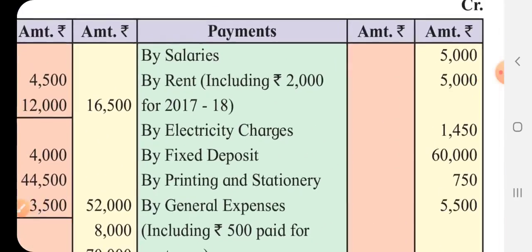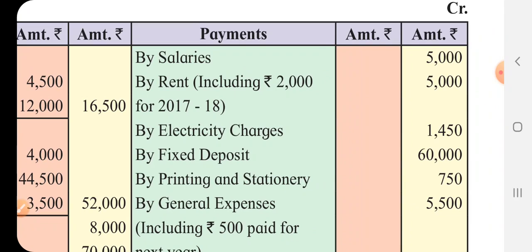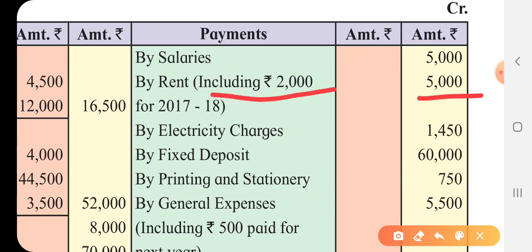Payments now. We paid for salaries, expenditure. We paid for rent. What amount we paid for rent? We paid 5,000, but it includes 2,000 for the previous year. Only current year's rent will be debited to income and expenditure account. 5,000 minus 2,000. Only 3,000 will be debited to income and expenditure account.